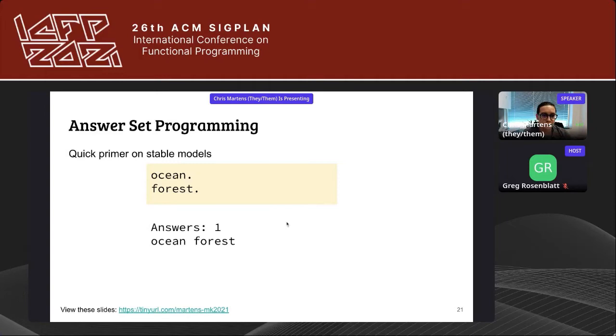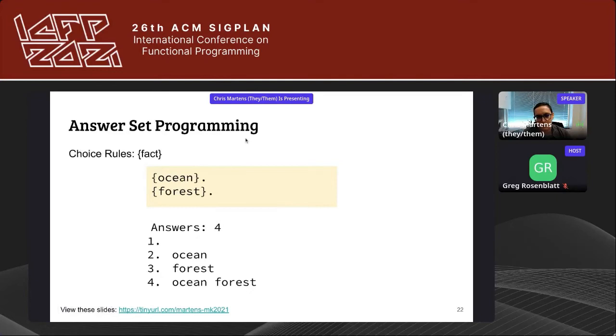So if you write down a couple of facts, like there's an ocean, there's a forest, there's just going to be one answer. The set of stable models is one stable model in which there is an ocean and there is a forest. The syntax of curly braces does what's called a choice rule, where you basically say this thing might be a fact. You can decide whether or not to make it true, as long as that choice is consistent with everything else in the program.